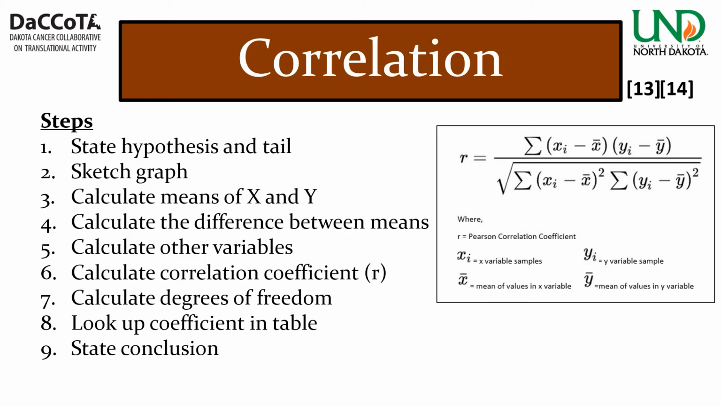We're going to sketch a graph, calculate the means of x and y, the difference between these other variables, get our correlation coefficient, also known as R, calculate degrees of freedom, look up the coefficients as always, and state our conclusion. So this is how we get our correlation coefficient, also known as the Pearson correlation coefficient, by none other than Pearson. We're going to be getting these different summations across x and the mean of x, y and the mean of y for all the individuals, sum them up, and there's a square root of these various differences as well.